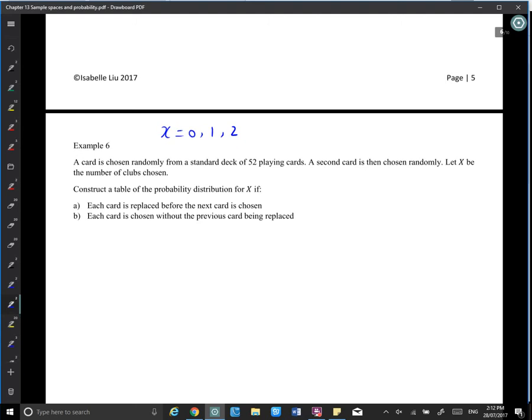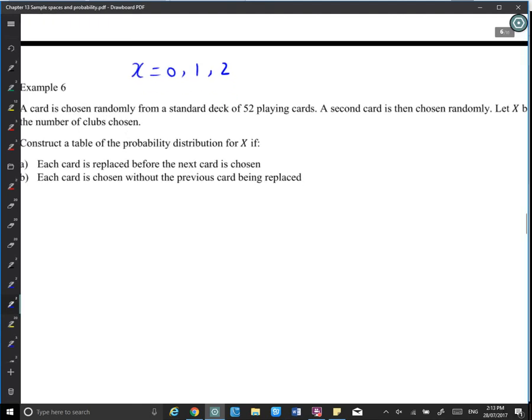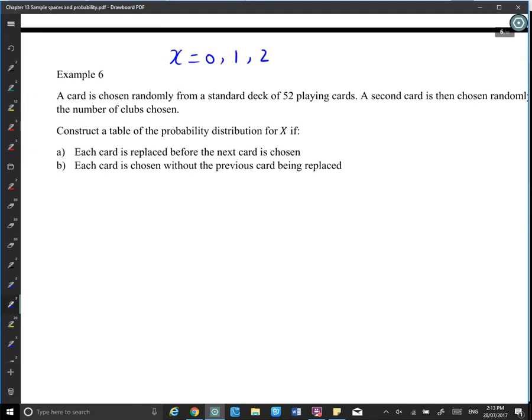Okay, construct a table of probability distribution for X if each card is replaced before the next card is chosen. It is replaced before the next card is chosen. So it's still the same 52 cards the second time you choose. So how many clubs are there? Okay, let's do a tree diagram. That's only for A.